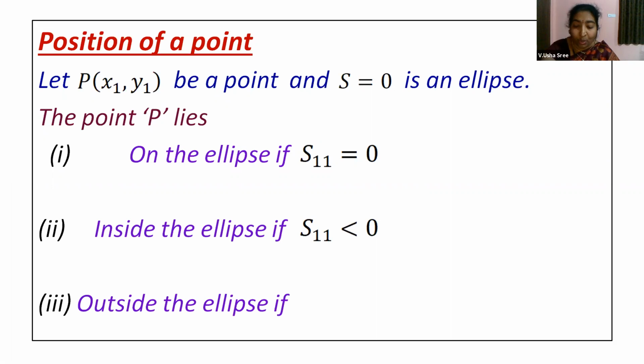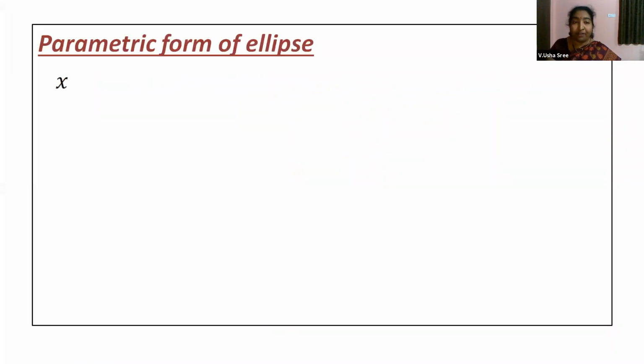Okay. Now, quickly we will try to see what is the parametric form of an ellipse. Now, we were discussing the parametric form of a circle, the parametric form of a parabola, isn't it? Now we are trying to take what is the parametric form of an ellipse. Now, what is this parametric form, children? First, you need to have a clear idea of this parametric form.